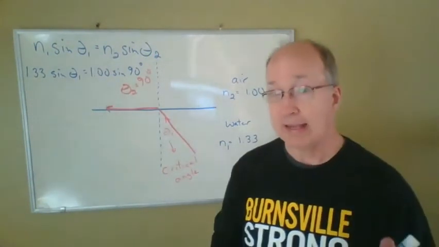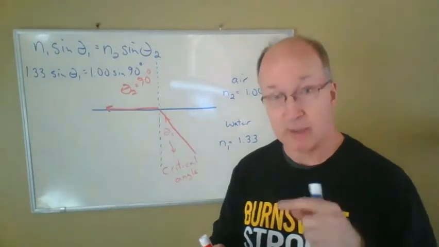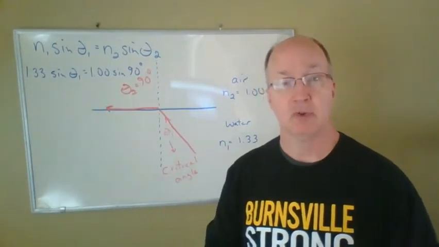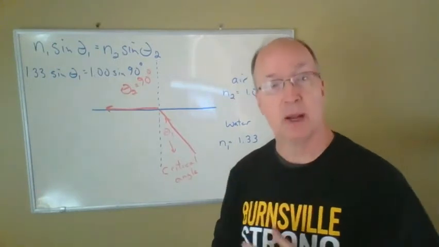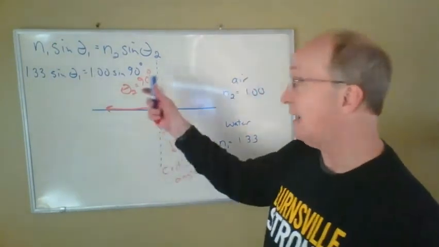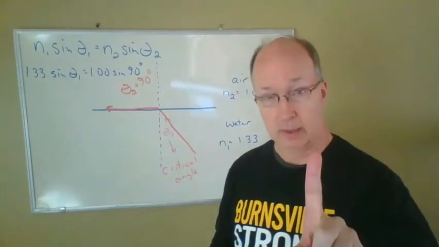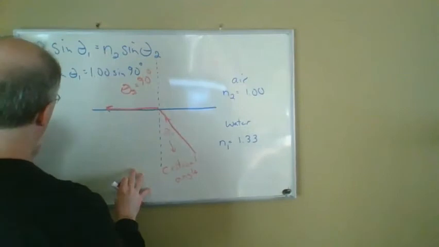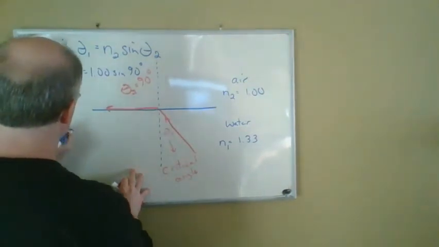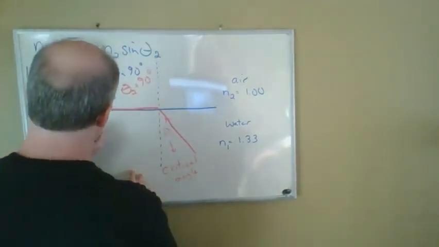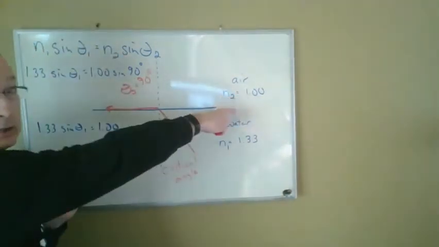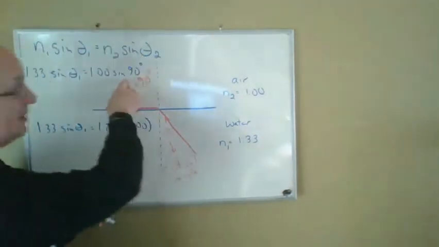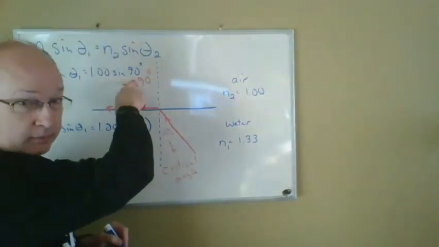Now you can go ahead and get out your calculator if you want to and type in sine of 90 degrees equals, but if you're pretty good at your trigonometry, or as you get good at it, doing more of these problems, you'll recognize that the sine of 90 degrees is 1. All right, so I'm going to simplify up here. 1.33 times the sine of theta 1 equals 1, because n2 is 1, times 1, because the sine of 90 degrees is 1. All right?